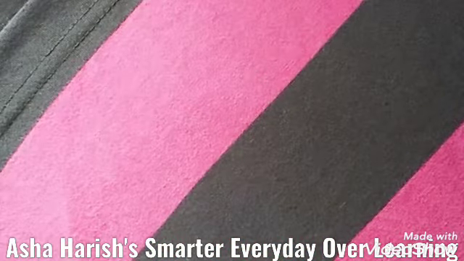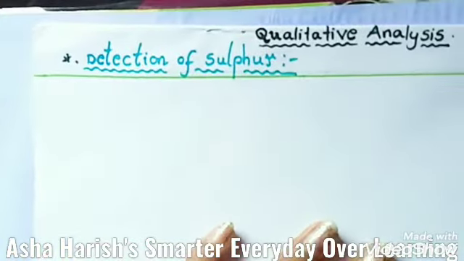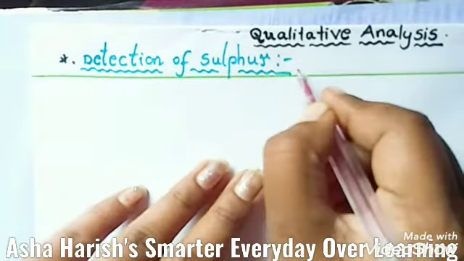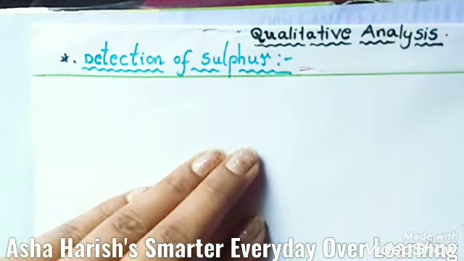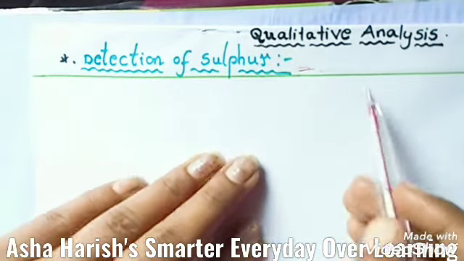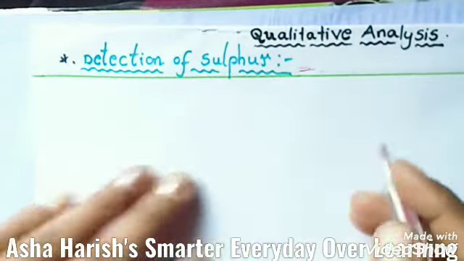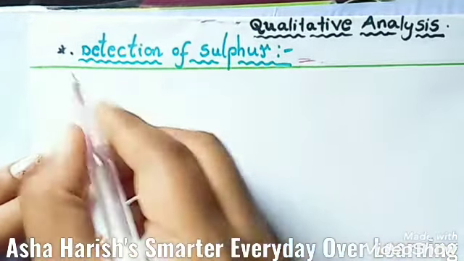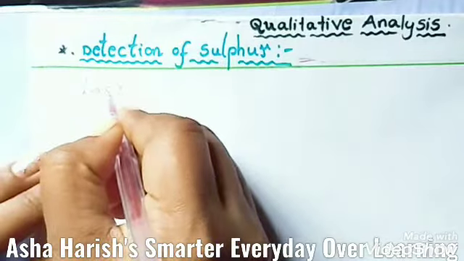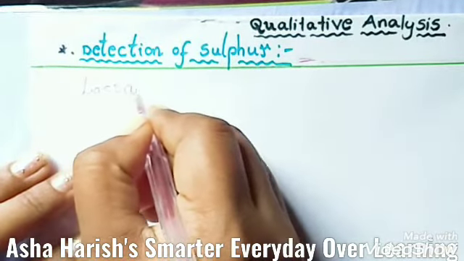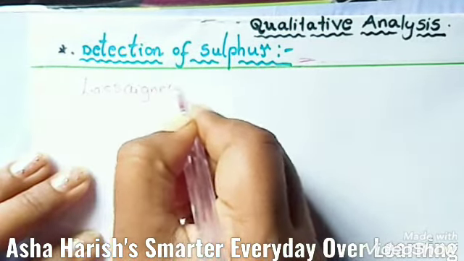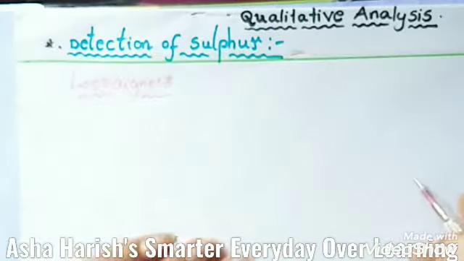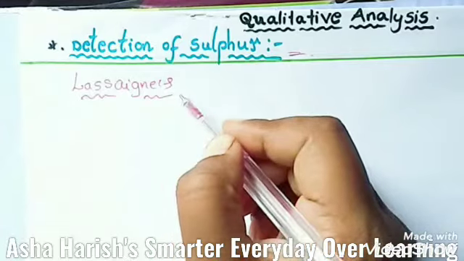Now let's see detection of sulfur in the qualitative analysis. The presence of sulfur in the organic compound can be detected by the Lassaigne test. Already you know about Lassaigne extraction preparation also. So by using that Lassaigne extraction, we have to do this Lassaigne test.